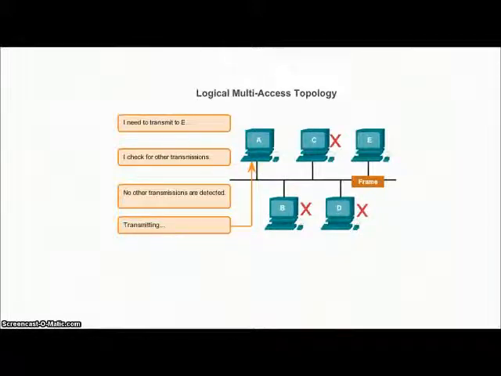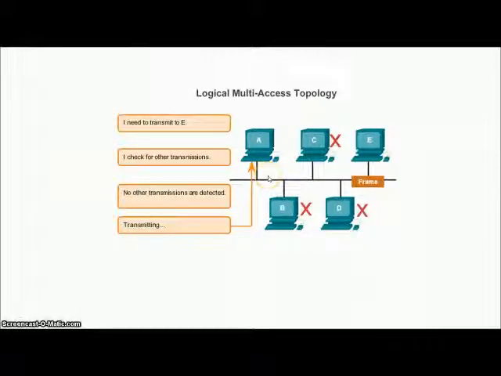A logical multi-access topology enables a number of nodes to communicate by using the same shared media. Data from only one node can be placed on the medium at any one time. Every node sees all the frames that are on the medium, but only the node to which the frame is addressed processes the contents of the frame. So we can see here that computer A needs to send something to computer E.